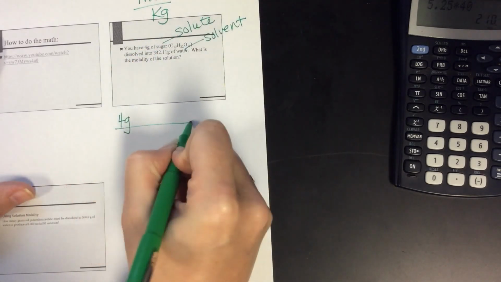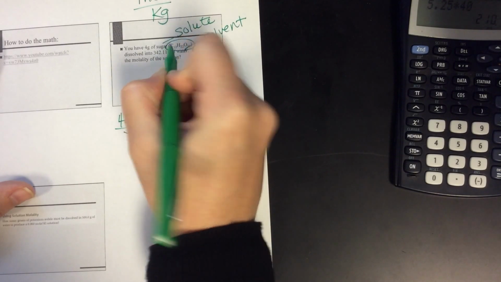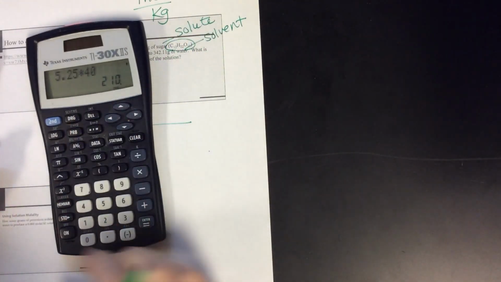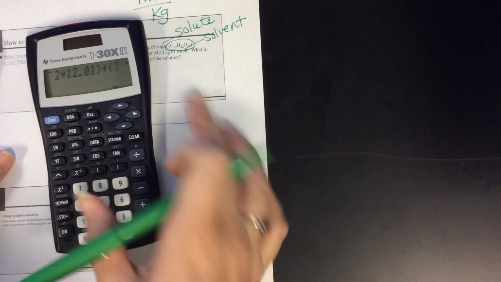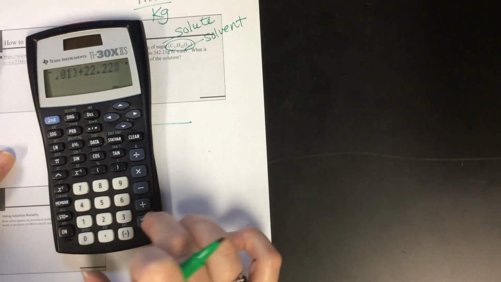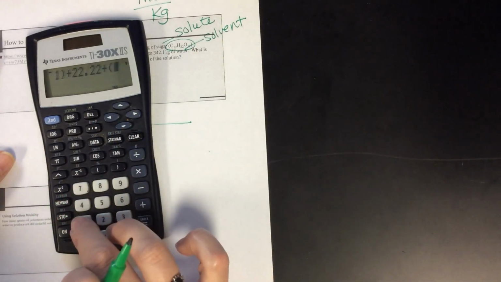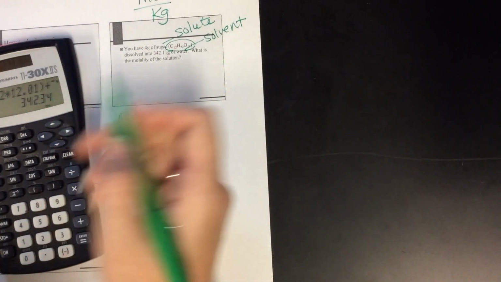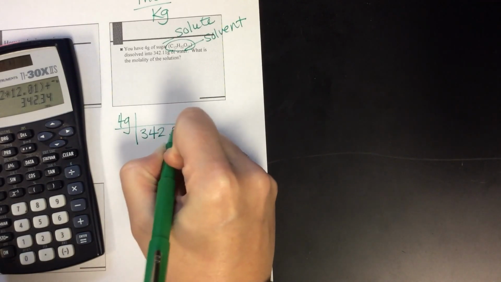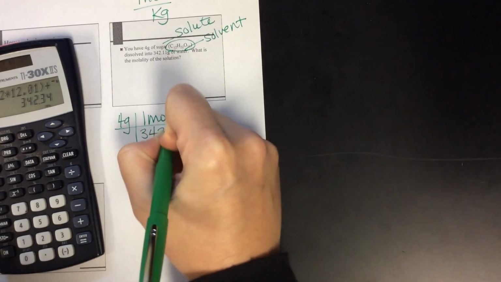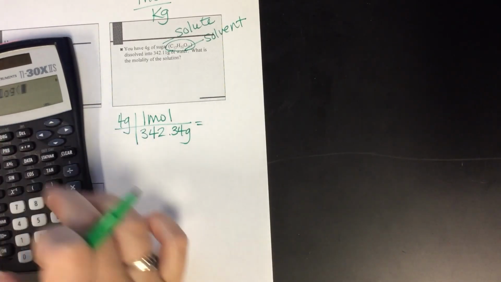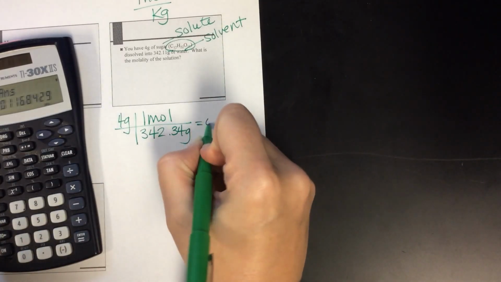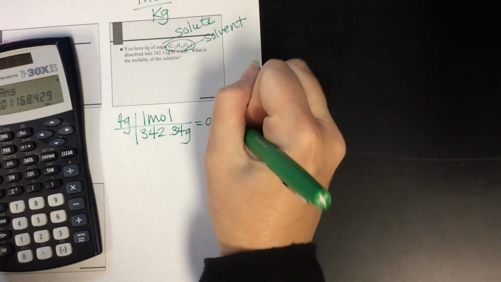To go from grams to moles, we're going to find the molar mass of this guy right here, C12H22O11. So we're going to take 12 times 12.01 plus 22.22 is your hydrogen, plus 11 times 16. So the molar mass of sugar, 342.34 grams, is the mass of 1 mole. So 4 divided by that, that answer, with 1 sig fig, is 0.01 moles.